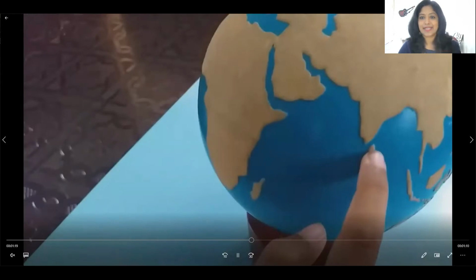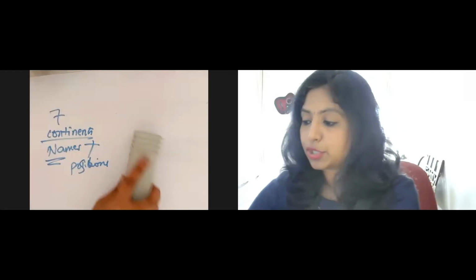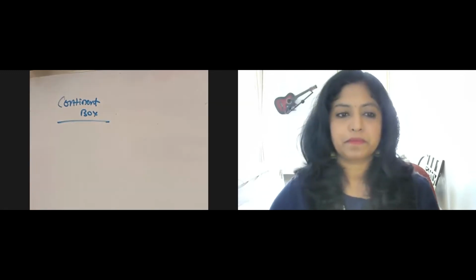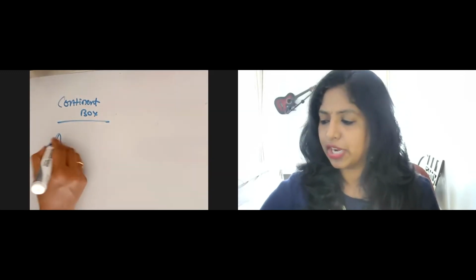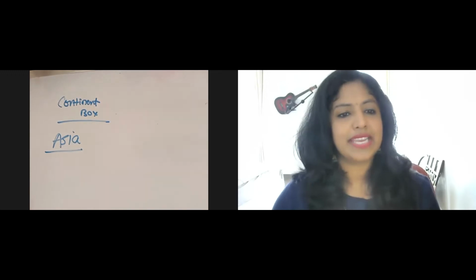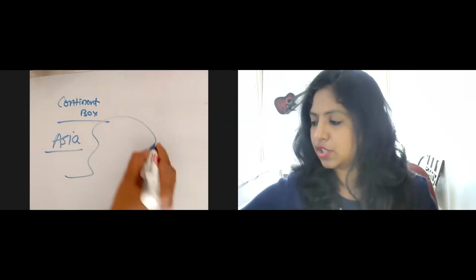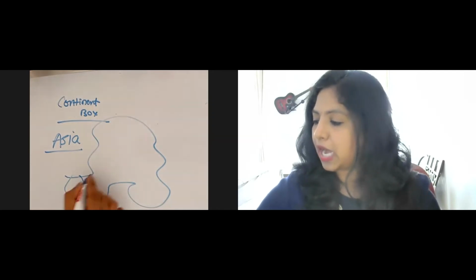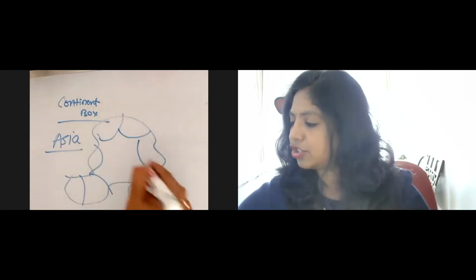The next exercise, after I introduce globes, is called the continent box. Now, say for example, if I'm choosing Asia, Asia is one of the largest continents altogether. So I can talk about multiple other countries which are there in Asia.